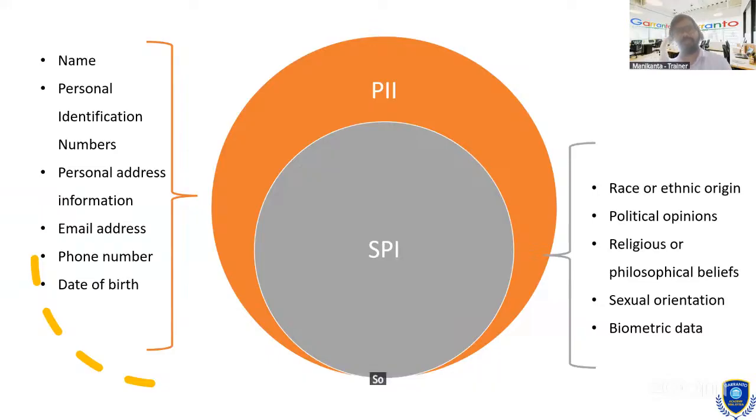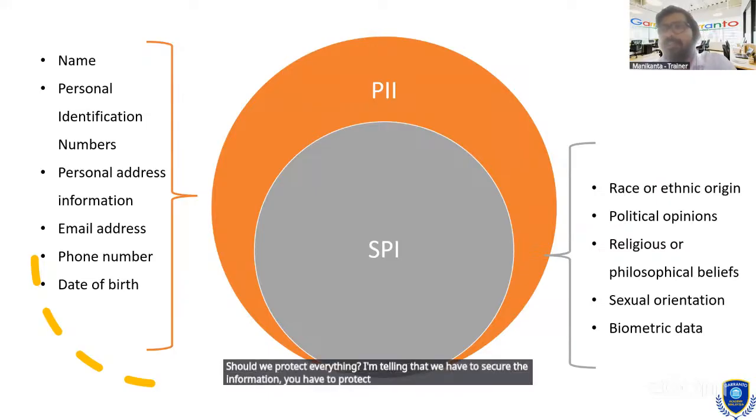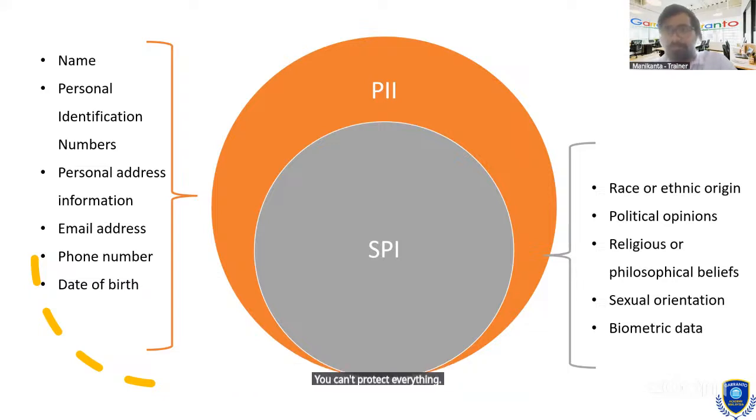So should we protect everything? I'm telling that we have to secure the information. You have to protect. The user should have the right to opt out, opt in, everything. You can't protect everything, but you have to start from some point. And that point is, what information we should protect.